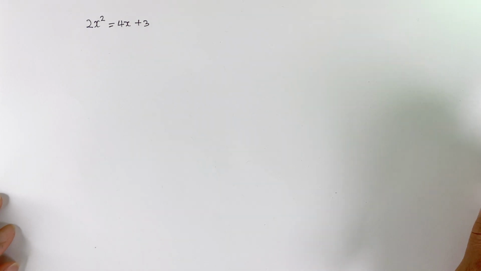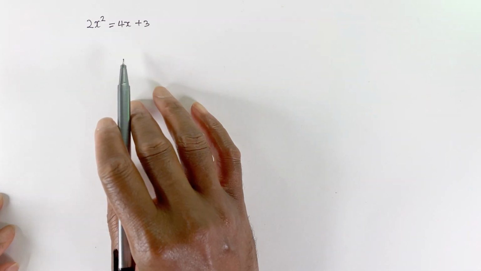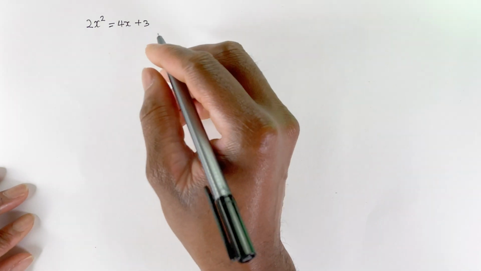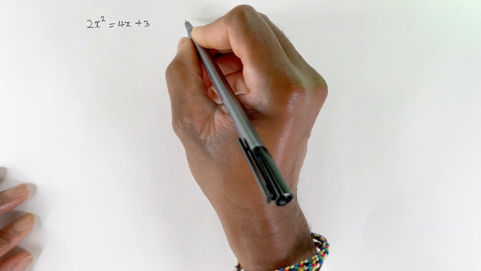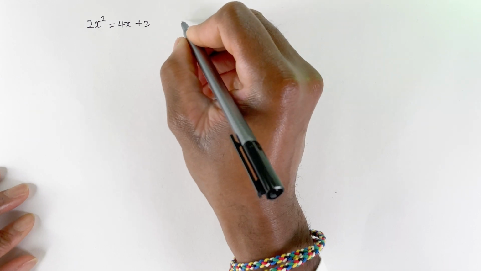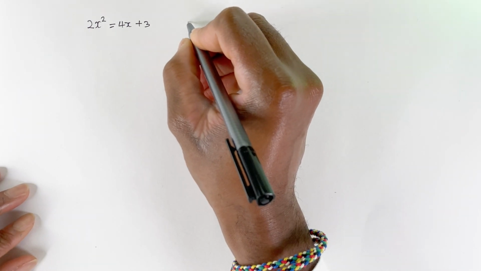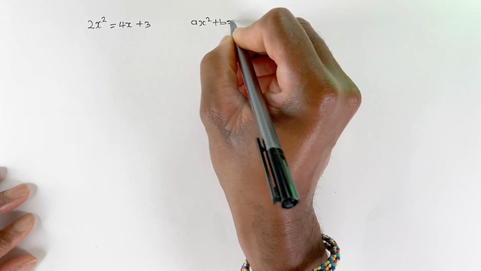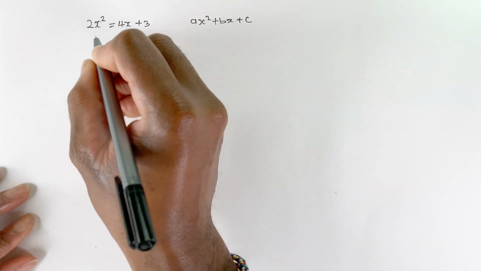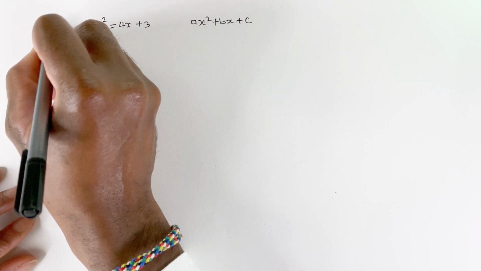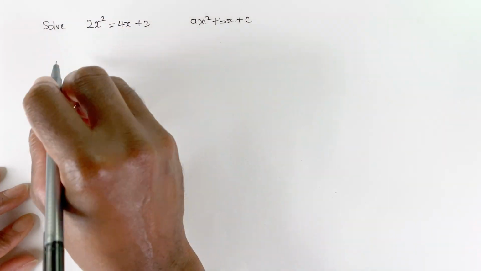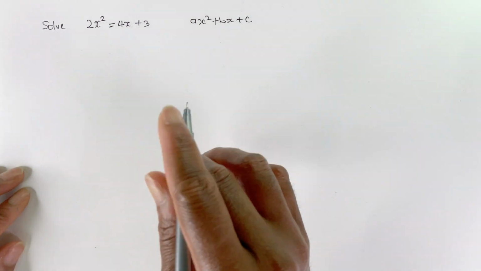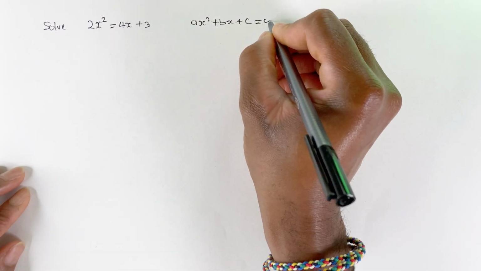Okay, let's use the method I've just described to solve this problem. This is a quadratic function equation, and the general equation of a quadratic is ax squared plus bx plus c. So when you're asked to solve this problem, that means you need to make x the subject, find the value of x. So that obviously has to be equal to 0.